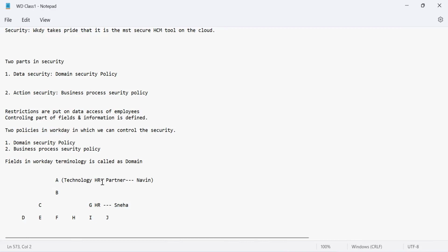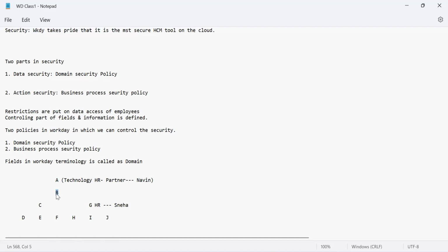Similarly, Naveen, who is an HR partner, is aligned with the VP. Now, Naveen will have access to the data of A, and Naveen will have access to all the data of all the employees in this particular hierarchy. So what does it indicate? It indicates that security flows from top to bottom. You cannot have C accessing the data for B. No, you cannot.